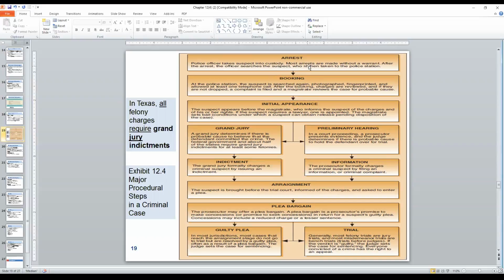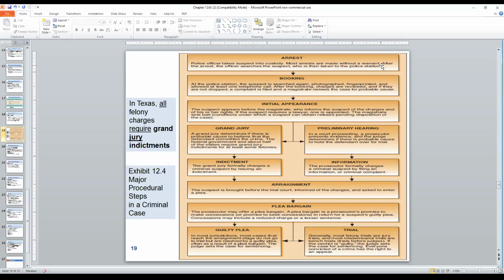Okay, the first step is that arrest, and you can see there's a little summary about what happens. Police officer takes suspect into custody. Most arrests are made without a warrant, meaning, as I said before, there's an exception. You don't have to have a warrant in every case. If the police officer, for example, actually sees the crime being committed, or there are exigent circumstances, for example, if they don't arrest the person right now, it may be hard to find this person later, then it's not necessary for the police officer to get a warrant.